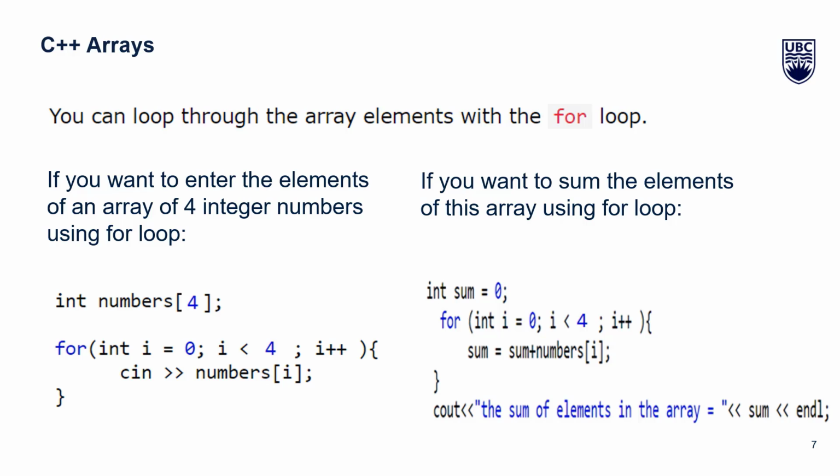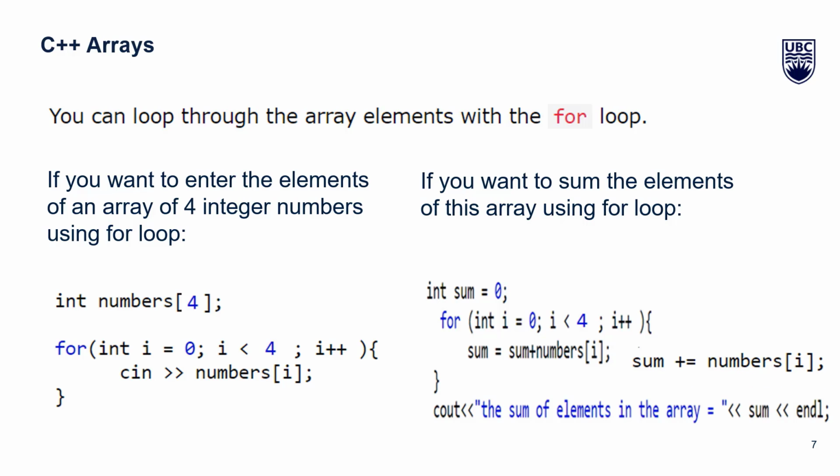So the value of sum now contains the summation of the first and the second and the third elements of our array. After that we will increment I, it will be equal to 3. 3 is less than 4, so we will add the value of sum. Sum contains the summation of the first and second and the third elements of our array plus numbers of 3, which contains the value of the fourth element of our array. So after that we will increment I, it will be equal to 4. 4 is less than 4, no, so this condition is false. So we will exit from this for loop, and we will print out the value of the summations of all elements of our array.